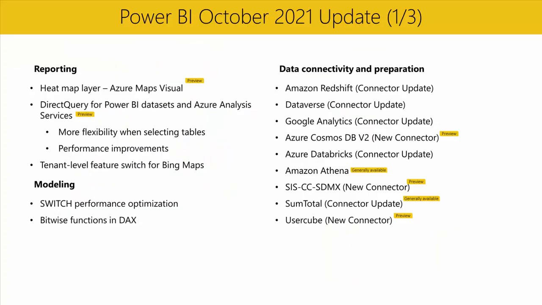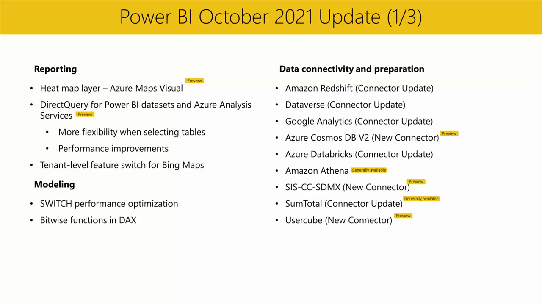In the data connectivity and preparation section, we have had several new and updated connectors for you this month. First, the Amazon Redshift connector now supports native database queries. Similar to the SQL and Snowflake connectors, this will allow you to input an Amazon Redshift native query and build reports on top of it. Next, we've updated the Dataverse connector to support environment discovery.